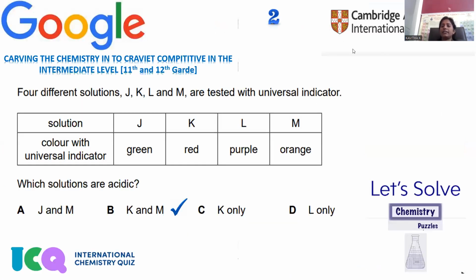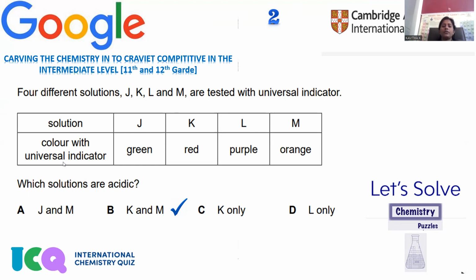Question number 2 is collected from Cambridge Assessment International Education. Four different solutions J, K, L, M were taken and they were tested with universal indicator. Universal indicator denotes what? It will work on a wide range of components. Whatever compound you are testing, it will give a result. That is called a universal indicator, applicable to all kinds of substances, right?